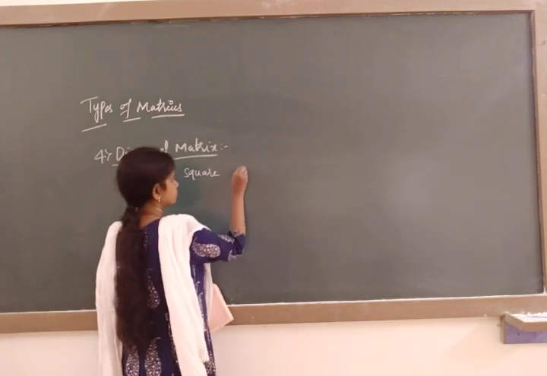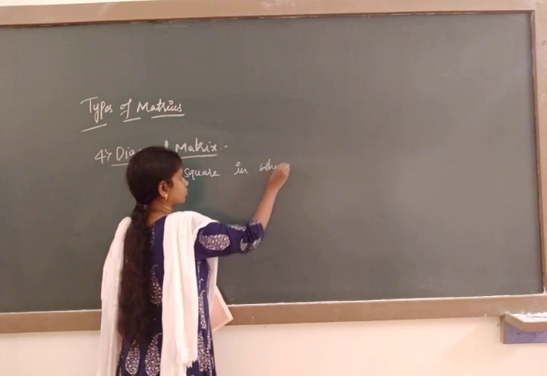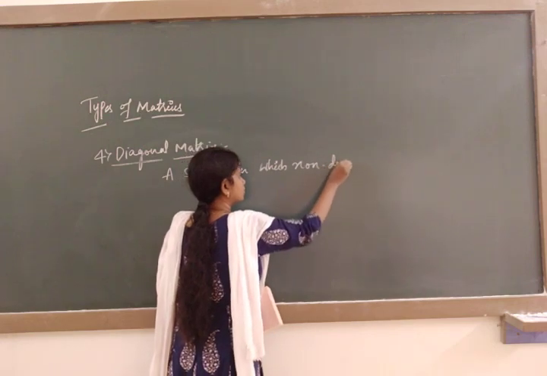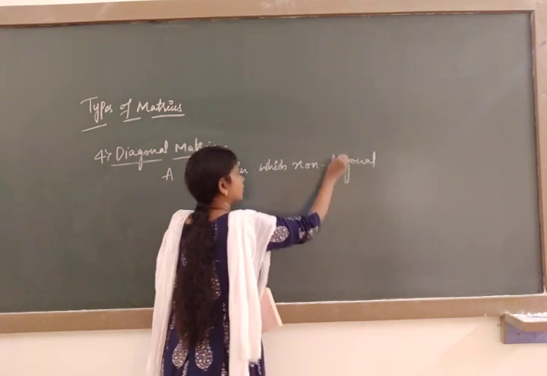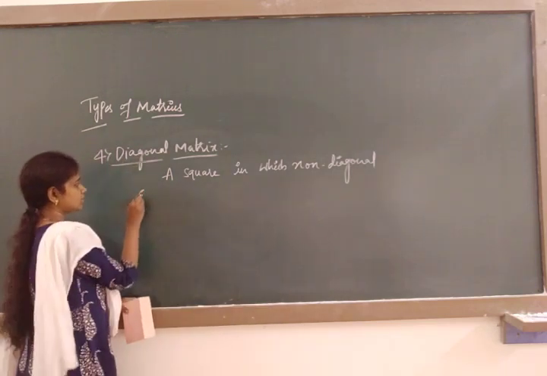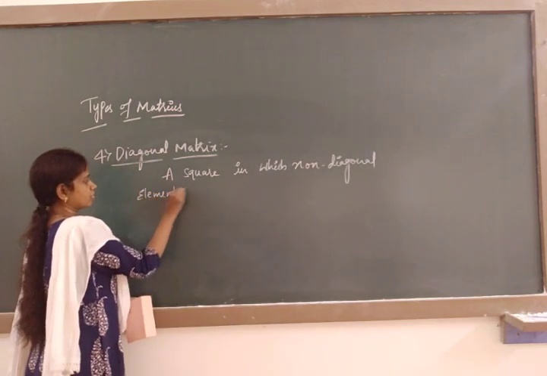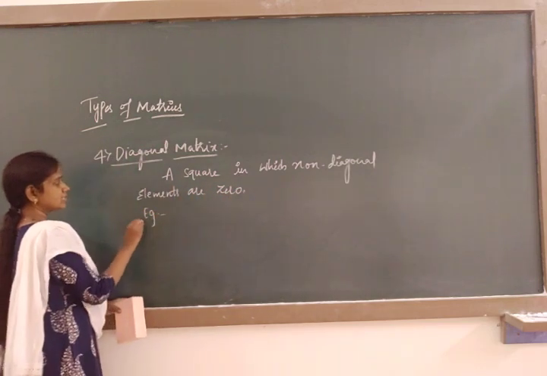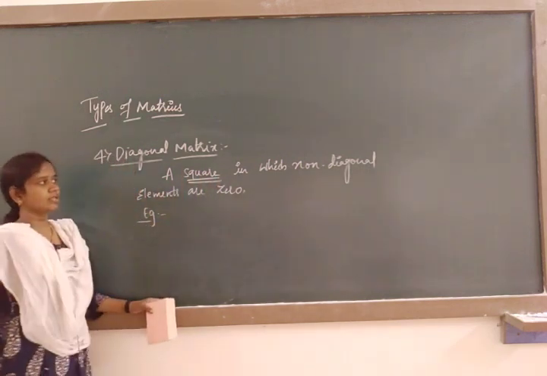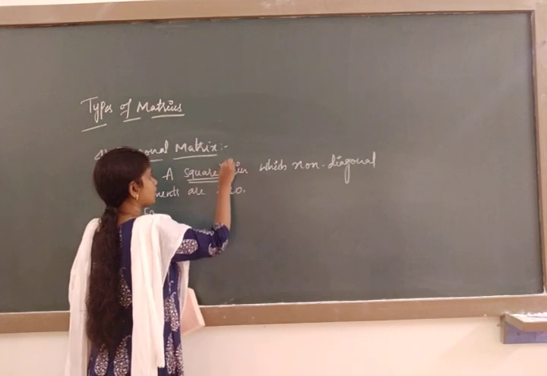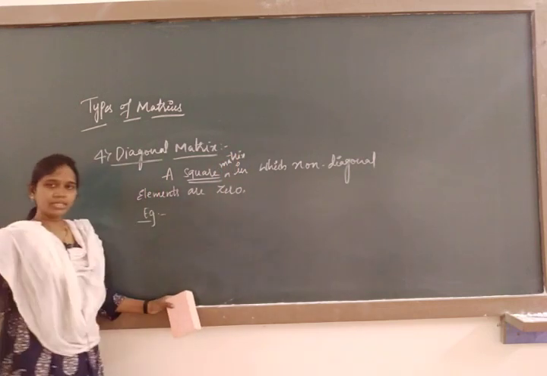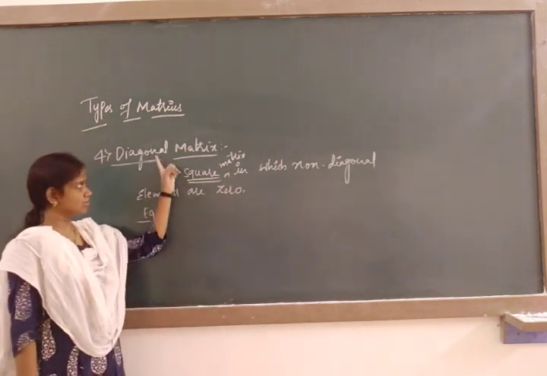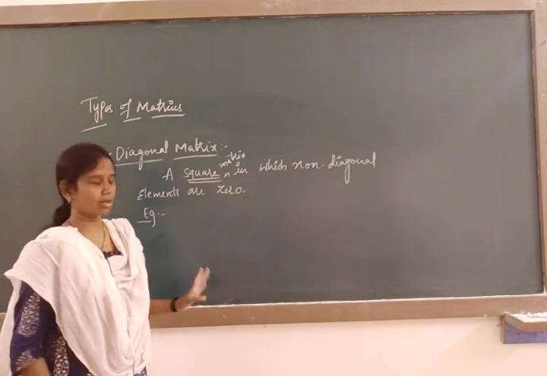Write: a square matrix in which non-diagonal elements are 0. As I said, it's important, you have to write a square matrix. Sorry, I'll write here: a square matrix. The condition is that it should be a square matrix. In your examination, if you write only a matrix, the marks will not be given, because a diagonal matrix is possible only in the case of a square matrix.